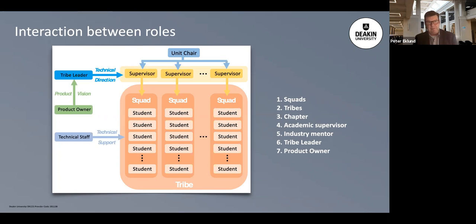A single tribe leader, who is a full-time faculty member, serves as the contact point for the squads in a tribe, and they act as an intermediary to the external client, the product owner. In addition, we want to achieve continuous improvement of the product line over time, and that necessitates doing something which is quite bold.